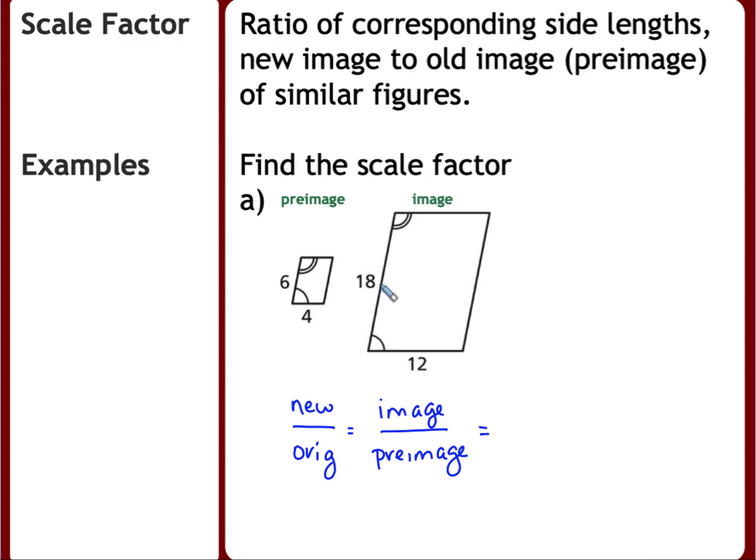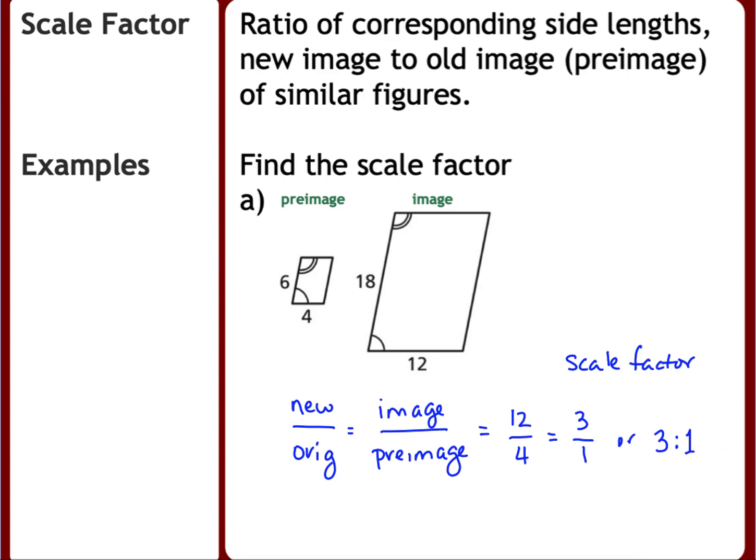And since we know they're similar, we know these side lengths are proportional. So I'm going to go ahead and just use 12 and 4 and simplify. So that turns into 3 to 1. So my scale factor is 3 to 1, or a lot of times you'll see it written as 3 to 1.